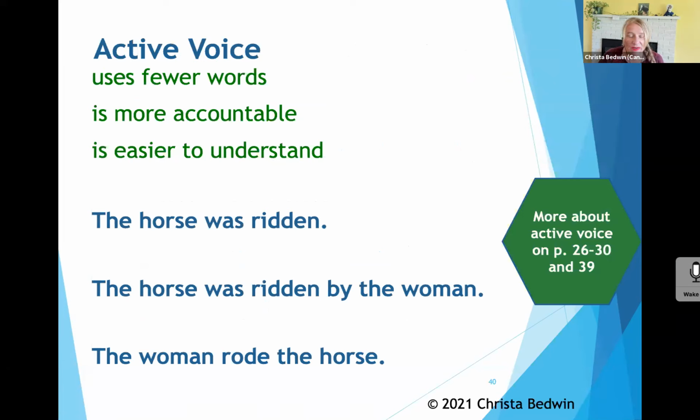So in the green book that you will receive, I talk much more about active voice because it's an important topic. A passive voice is to say the horse was ridden. Who was riding the horse? Okay, the horse was ridden by the woman. Okay, but even better, why don't we just say the woman rode the horse? It's more direct, you see? So the last sentence is active.